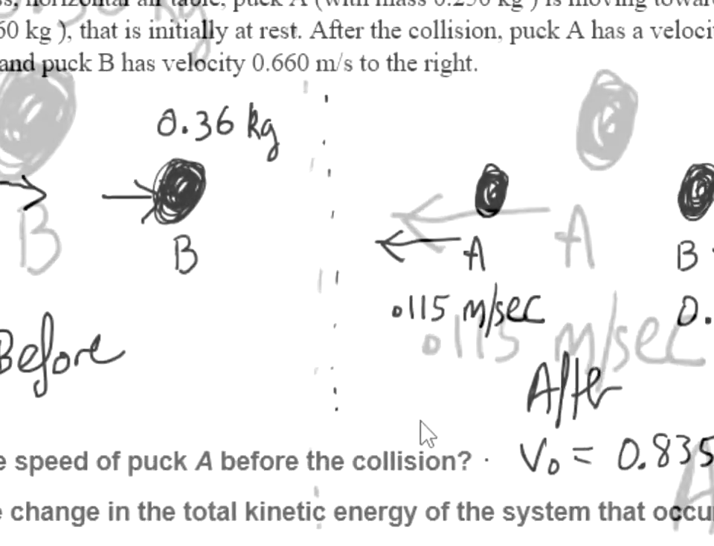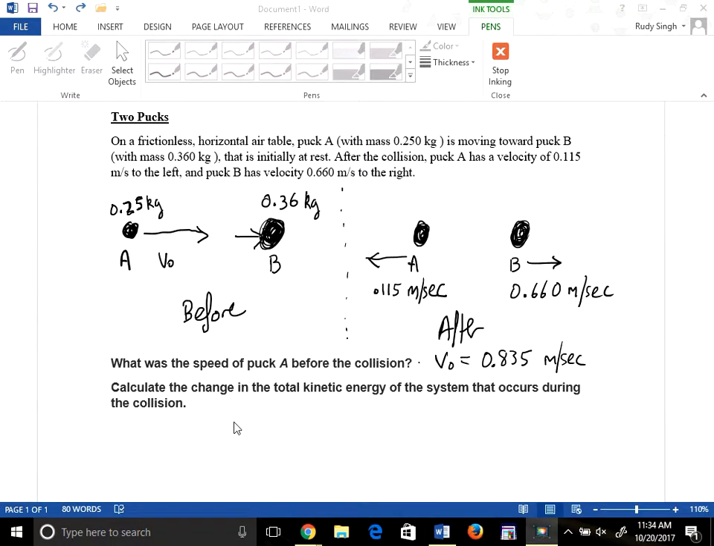Alright, once we find the initial velocity, there's another problem here: calculate the change in total kinetic energy of the system that occurs during the collision. The kinetic energy is equal to 1/2 mv squared. So let's calculate the energy before. Initially, the energy is just based on the speed of A and its mass. So it's going to be 0.25, which is its mass, over 2, and then V squared. Its initial velocity we just figured out was 0.835 squared.